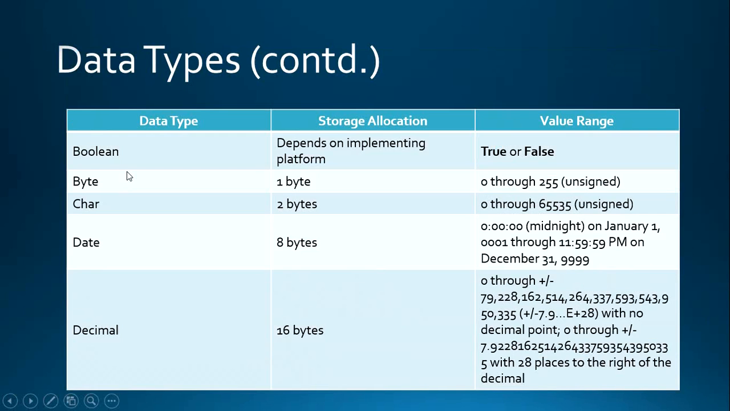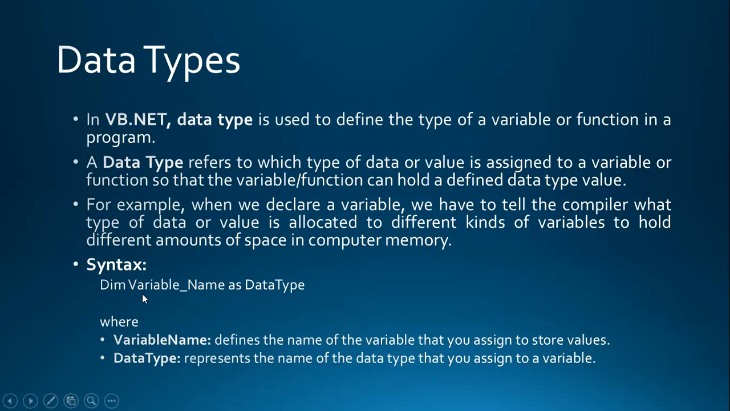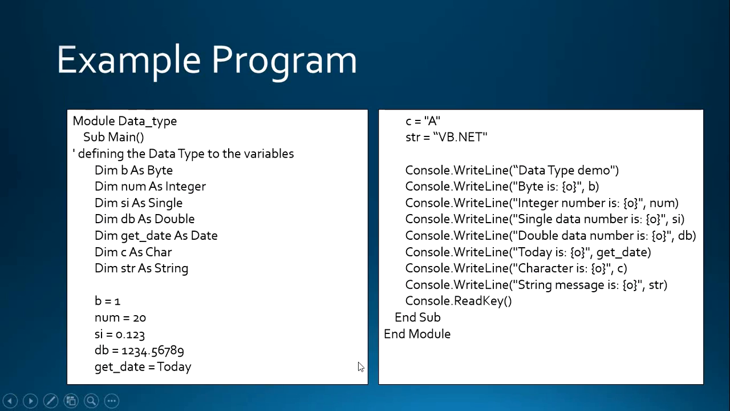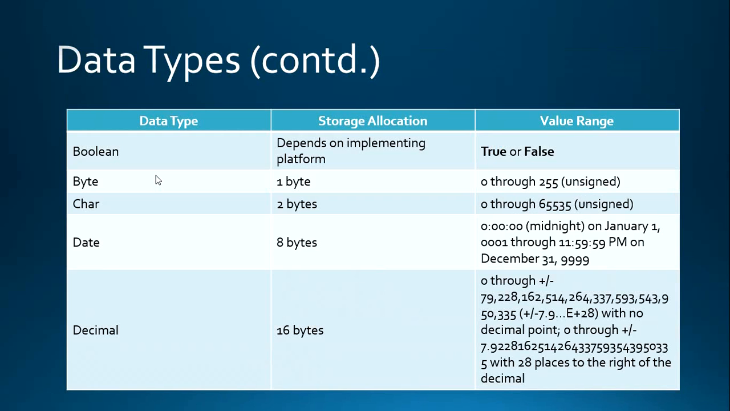If you go back here, dim variable name as data type, you look at the syntax here. So variable name will be the name of the variable and data type will be the name of the data type. So when you are using this statement dim b as byte, b will be the name of the variable and its data type will be byte. That means b will be storing 1 byte of memory, so it can hold values from 0 to 255.